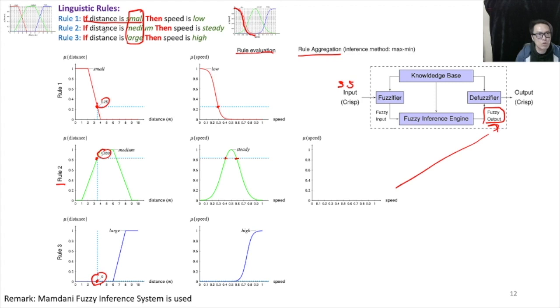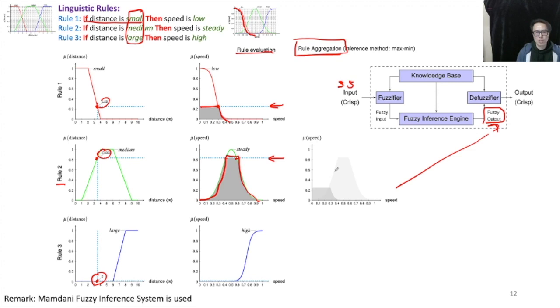Now I'm going to do the rule aggregation. I use this horizontal line to cut across this output membership function and highlight this region. Everything that is lower than this line, I highlight in gray. Then I generate the fuzzy output by using the rule aggregation, which means I put all the gray areas together. This one comes from this gray area, and the next one comes from this gray area. For the third one we do not have any gray area, because it is very close to zero. We can still put it here as well, but actually it is zero.